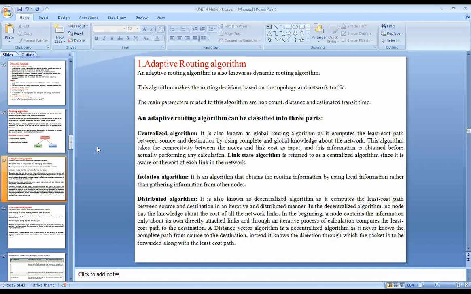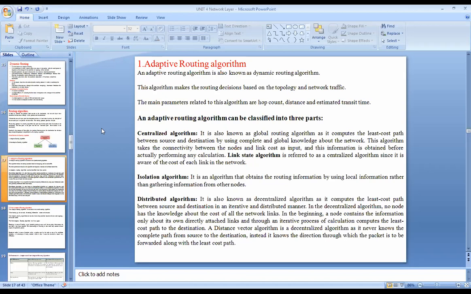You can take any route. The packet can take any route. That is called a dynamic routing algorithm. The main functionality of the adaptive routing algorithm, also known as the dynamic routing algorithm, is that it takes routing decisions based on the topology and network traffic.